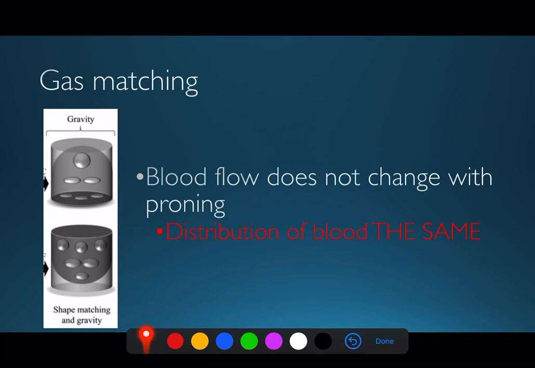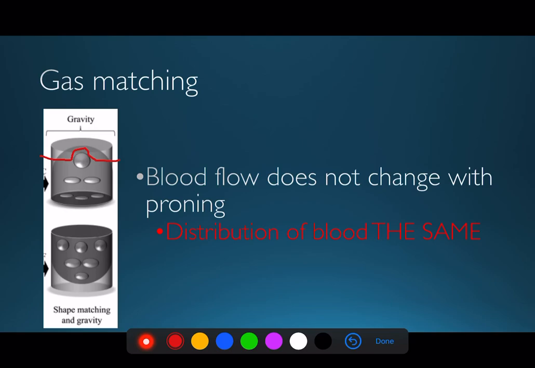Another important point to mention is the so-called gas matching. Now this is a bit of an interesting concept to think about. Just imagine you're getting the same amount of blood going through the top, the middle, and the bottom bits of lung. If you imagine the blood going across the top of the lung, along like this, this blood is going to be oxygenated and CO2 is going to be removed.